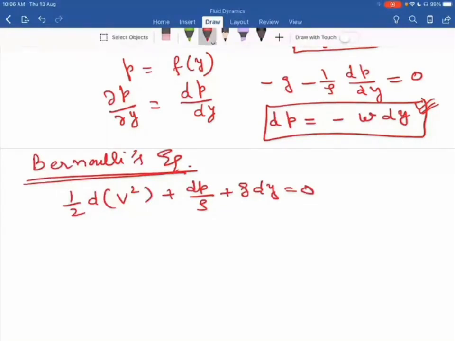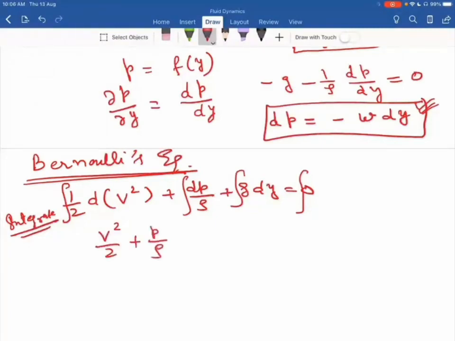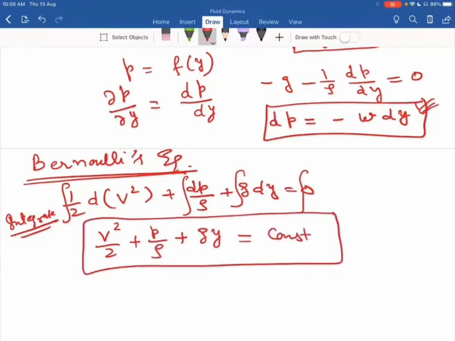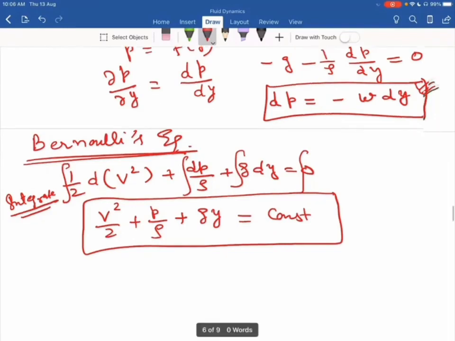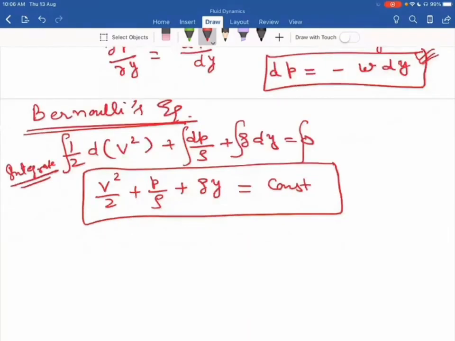So I am going to integrate all the terms in this Euler's equation. When I integrate the first term, it becomes v²/2. The second term is p/ρ. The third term plus gy is equal to constant. So this is one form of Bernoulli's equation: v²/2 + p/ρ + gy = constant.